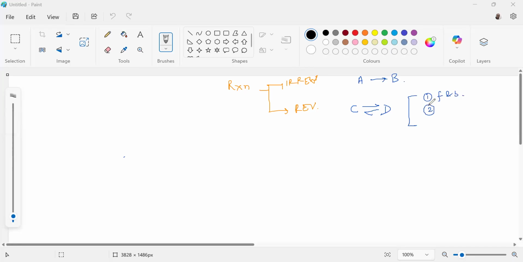Now, second, if the forward direction is endo, the backward direction will be exo. This thing you have to learn. If the forward direction is exo, the backward direction will be endo. And the same amount of energy will be transferred on both sides. Means if it is endothermic by plus 122, it will be exothermic by minus 122 in the backward direction. Understood this part, right?